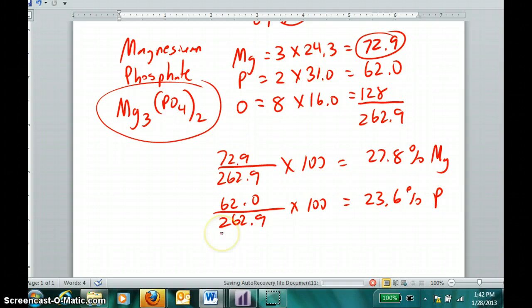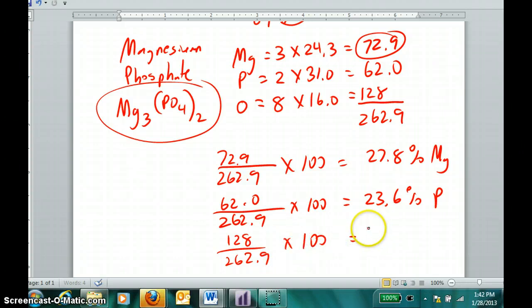And finally, if the oxygen accounts for the majority of the mass, 128 of those 262.9 atomic total mass units, it means that oxygen is 48.7% by mass of the compound.